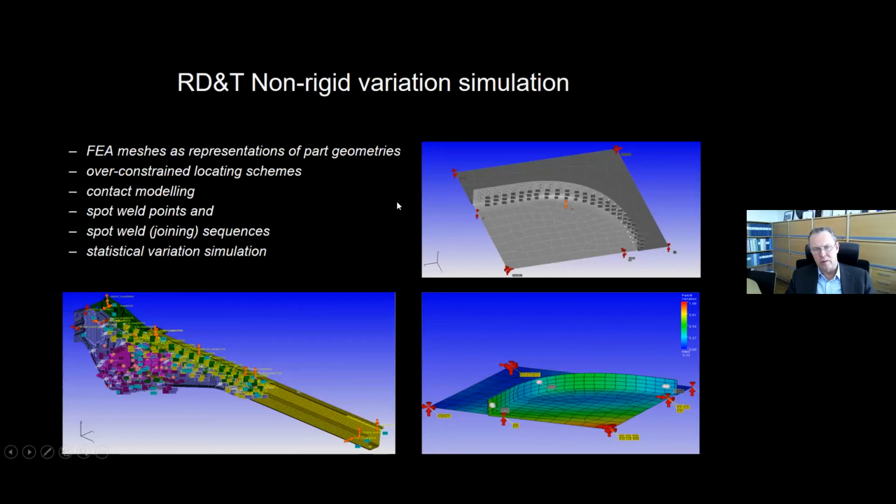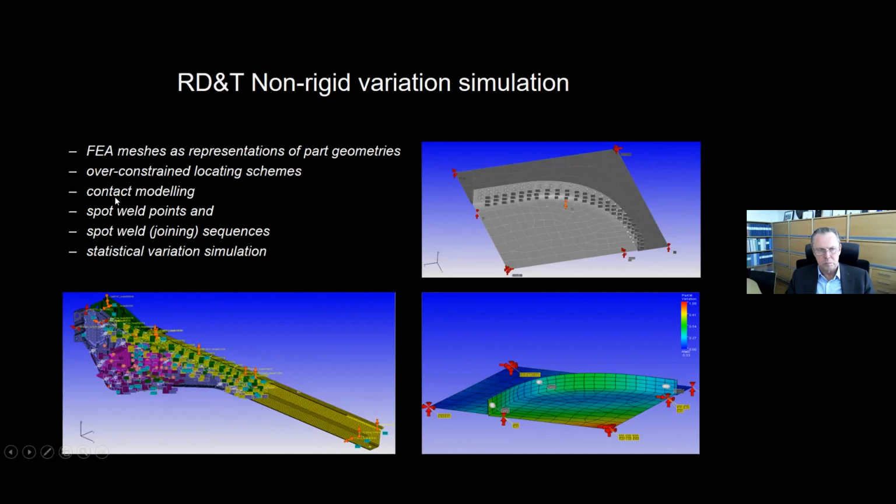So we also have a built-in finite element solver in the software where we can then handle all these over-constrained locating schemes where we basically have more than 6 degrees of freedom, or we add a number of clamps that makes the parts bend when we put them together. So then we use finite element meshes as representatives for the geometries. We can apply as many clamps and spot welds also. So these are spot welds. This is a little more complicated case from a real company we are working with.